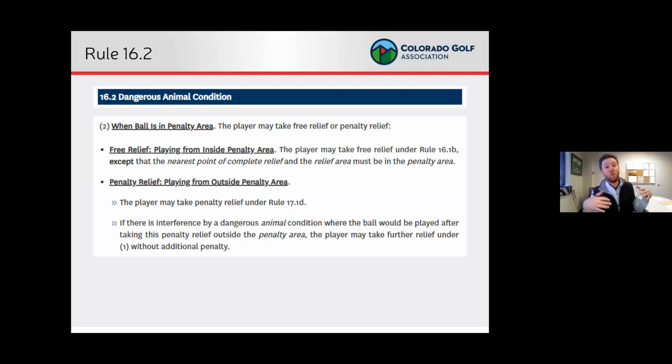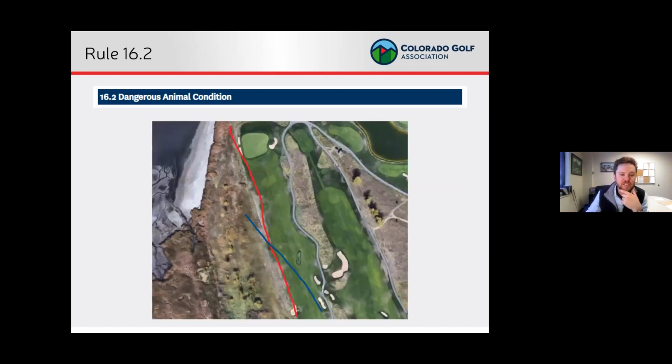So my ball, where it last crossed the penalty area. So let's not blend the rules here to say, oh, nearest point of complete relief is here, and then outside the penalty area is over here. Again, now we're operating under 17.1d. So let's say it's a red penalty area, and here's a good example of it, right? This is a common ground here. This is a penalty area line down the whole left side, and my ball from the fairway goes into the penalty area where it crosses. The blue is my line of flight, lands here, and there's a snake there. I can take my nearest point of complete relief in the penalty area and drop it there.